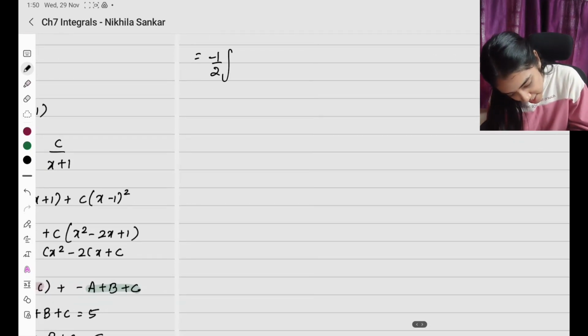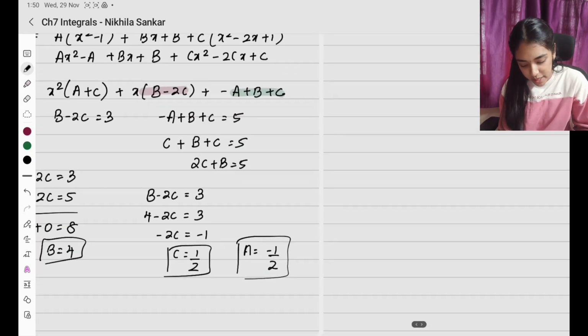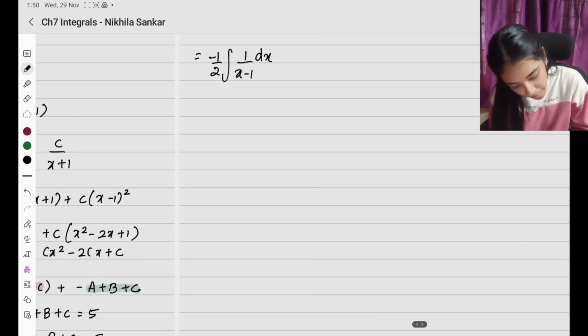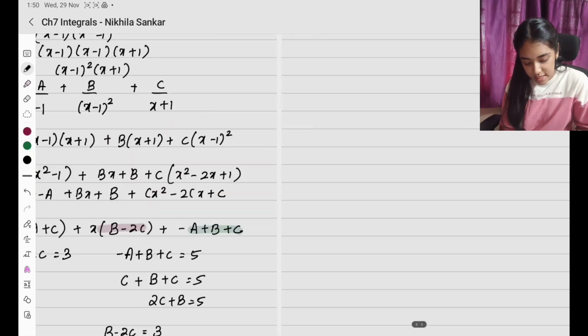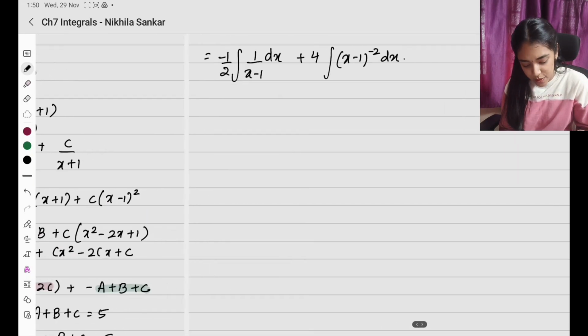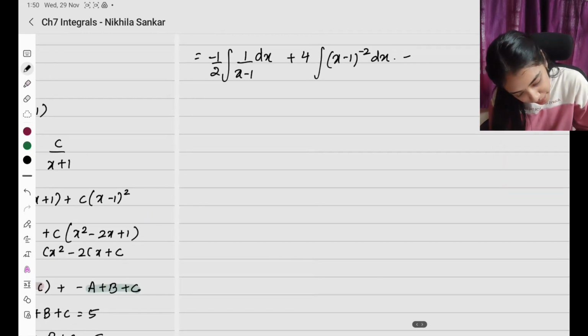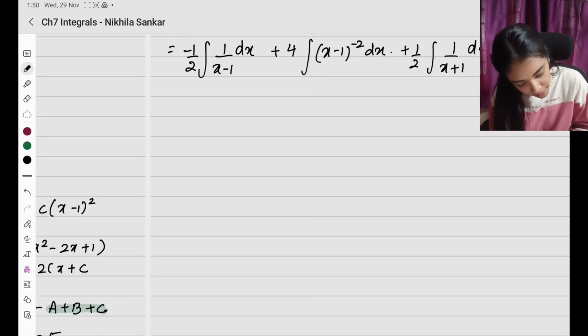So I have minus half times integral of 1 by x minus 1 dx. Then I have b divided by x minus 1 whole square, and b's value is 4. So I have plus 4 times 1 by x minus 1 the whole square, and I'll put minus 2 directly. Then lastly I have c divided by x plus 1, so I have half. Basically plus half integral 1 by x plus 1 times dx.